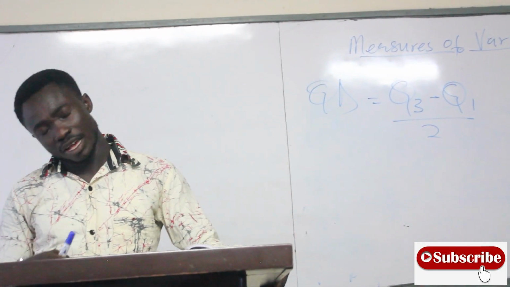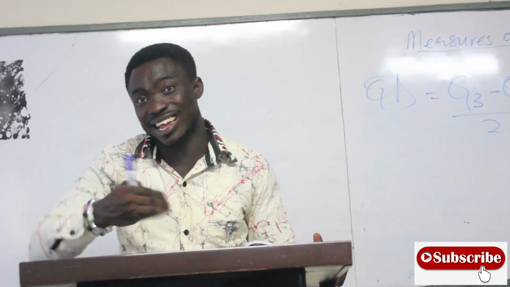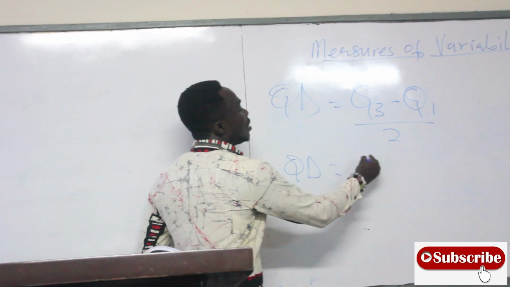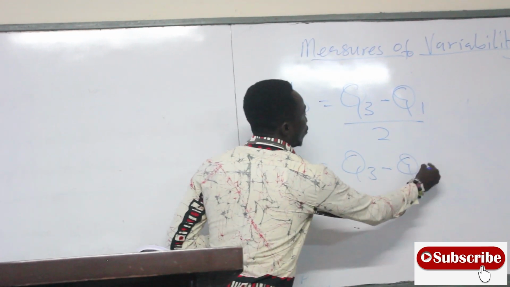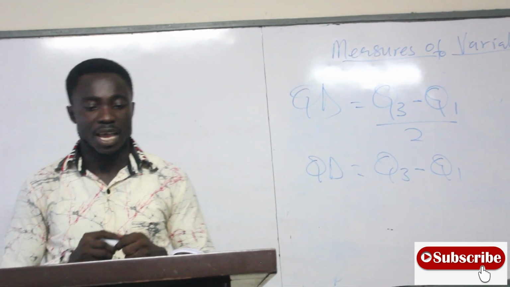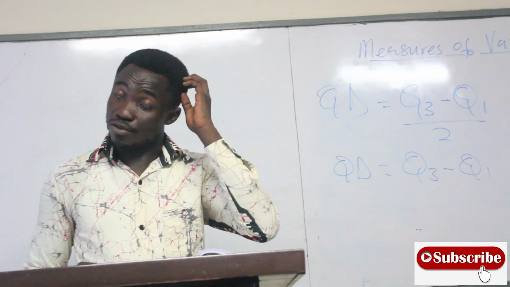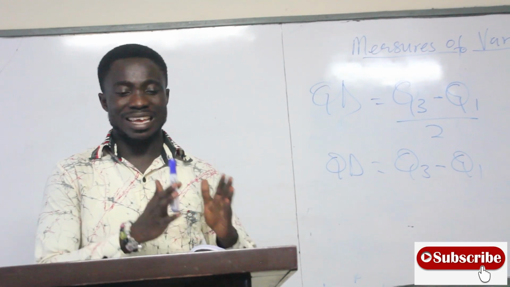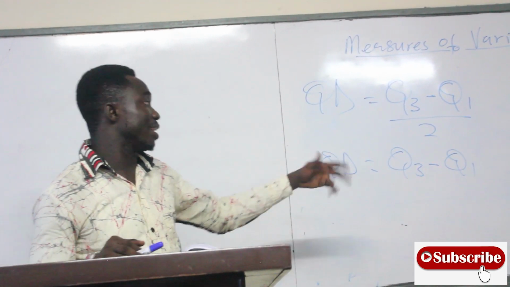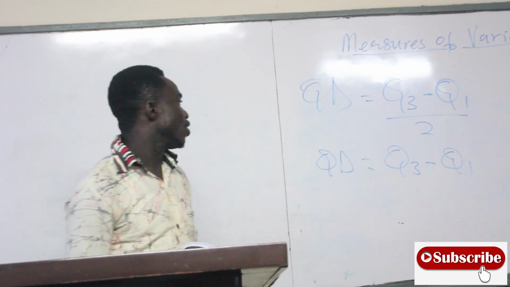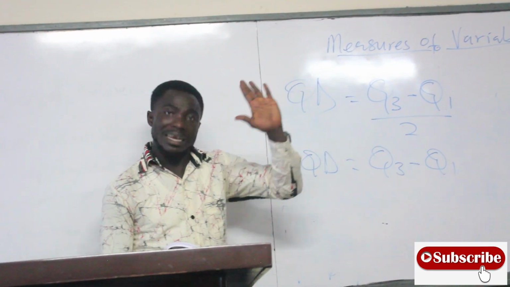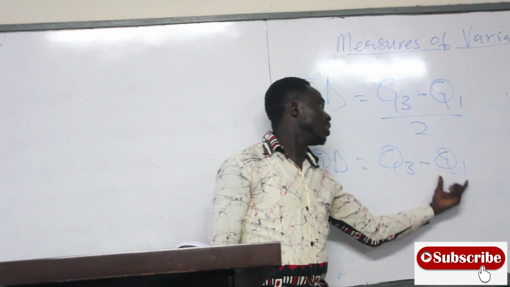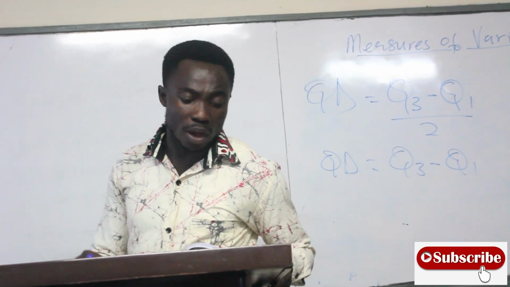But when we say you should calculate the interquartile range, then the interquartile range will be Q3 minus Q1, because we have removed the word semi. So it is Q3 minus Q1, just like the range, when we say the highest value minus the lowest value. So in quartiles, Q3 is the higher value and Q1 is the lower value.